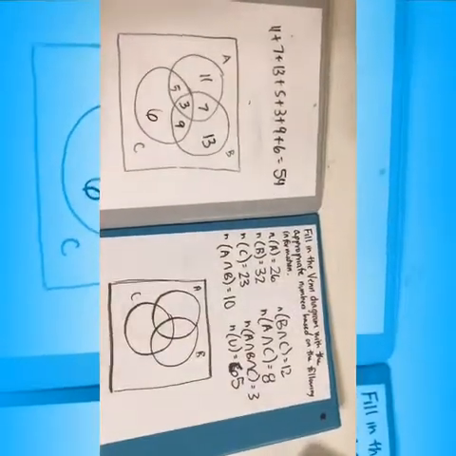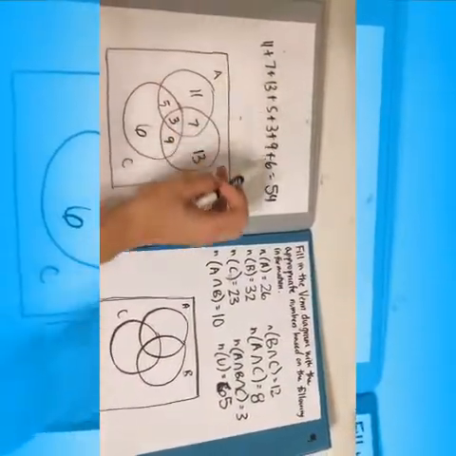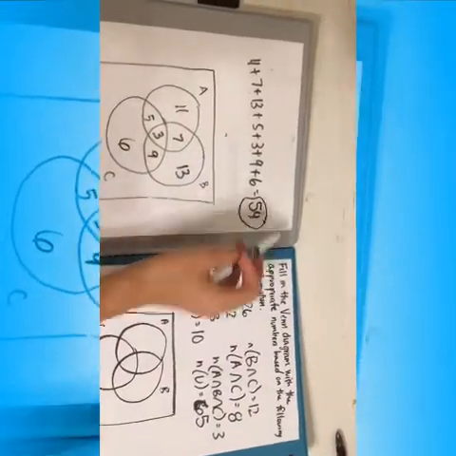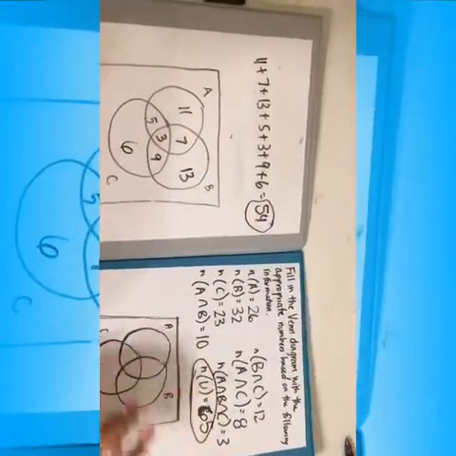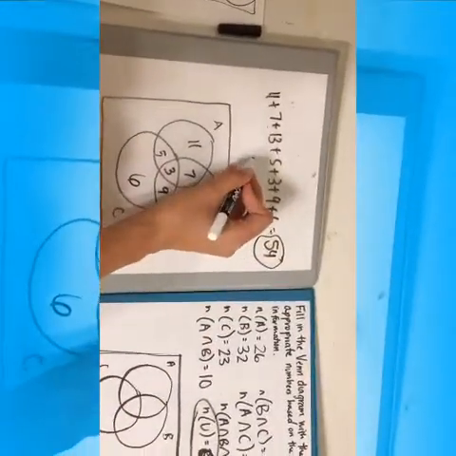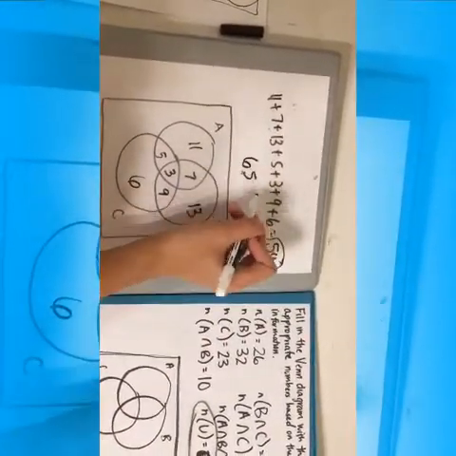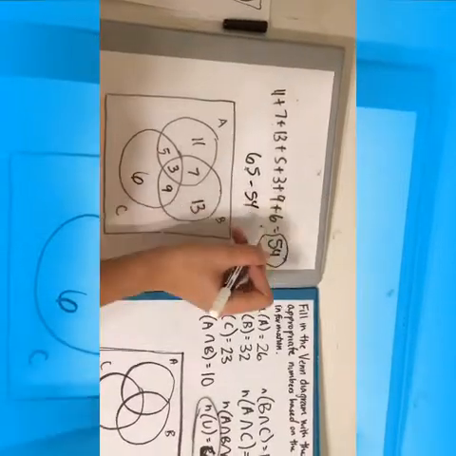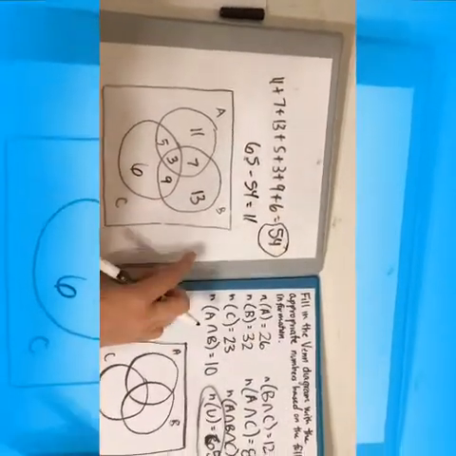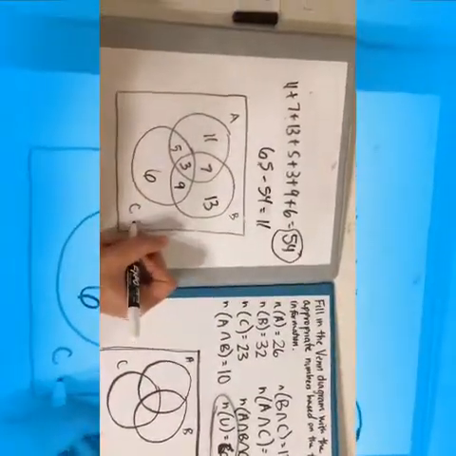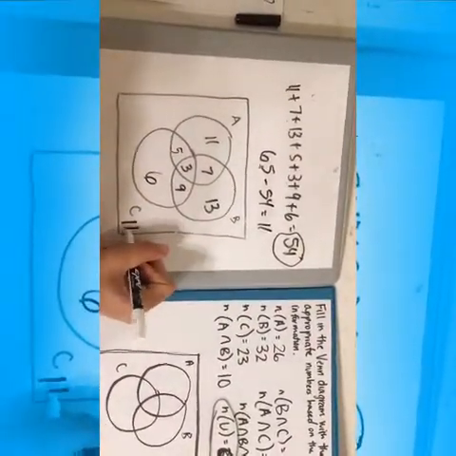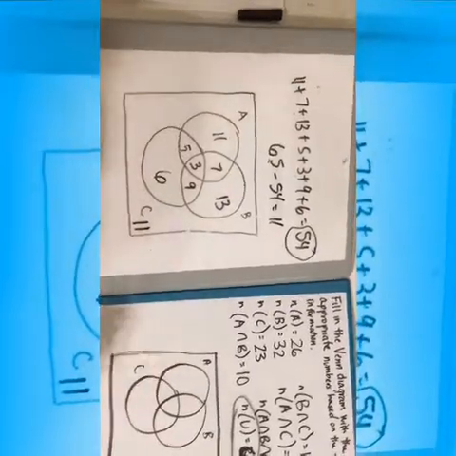And lastly, if you add up all the numbers, you get 54. But we still have the universal set of 65, which means we have to subtract 54 from 65, which equals 11. And since all of our circles are filled up, that would mean 11 is part of the universal set, and it goes inside the box.